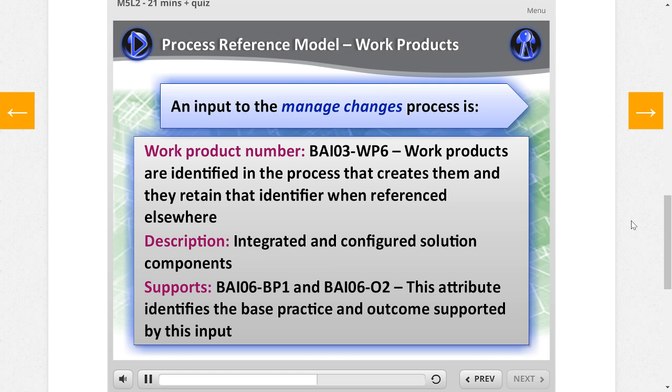Description: Integrated and configured solution components. Supports: BAI 06 BP1 and BAI 0602. This attribute identifies the base practice and outcome supported by this input. Or, to put it another way, it identifies the base practice and output that are dependent on this input. If the input is in any way deficient or substandard, then that practice and outcome will be jeopardized.